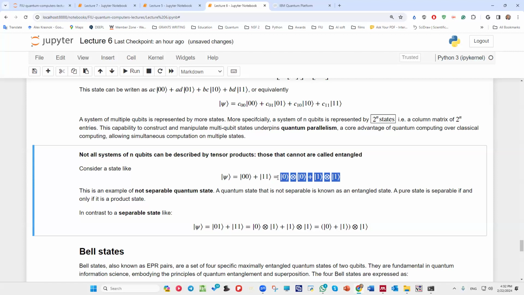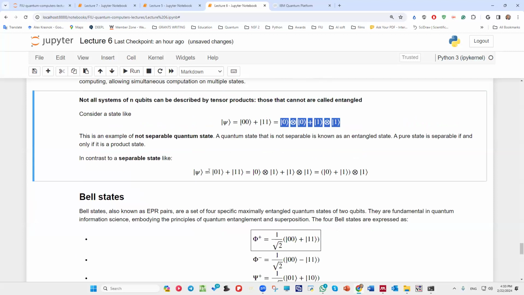And that means that if you measure one part of the system, it inevitably leads to a change of the state of the second subsystem. This is in drastic contrast to states like this: state 0, 1 plus 1, 1. Right? These states can be written as a product of state 0 plus 1 times state 1. So this is a separable state, in contrast to the non-separable state written above.